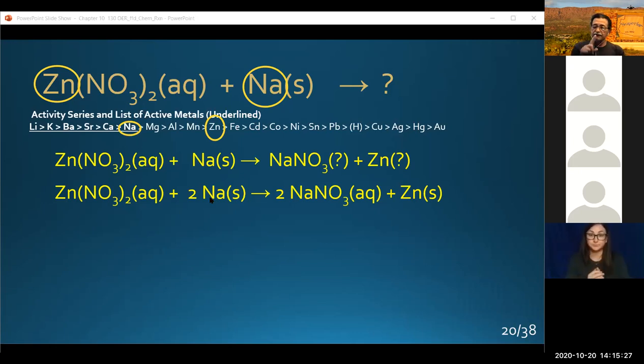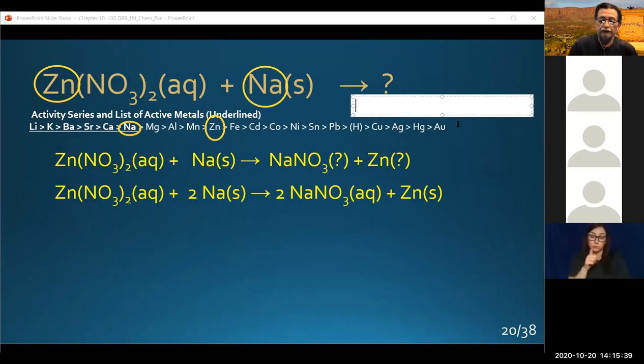What that means is that the reverse is no reaction. You could be given the reverse reaction. What do I mean by that? Well, let's reverse it. What if I had sodium nitrate plus zinc? The question is, would that reaction proceed?